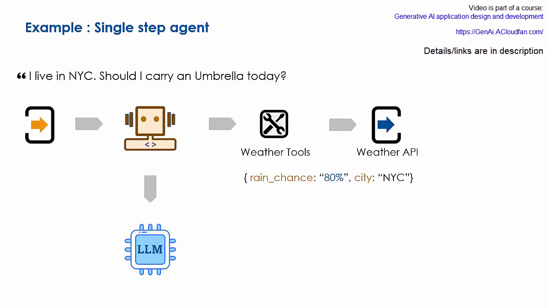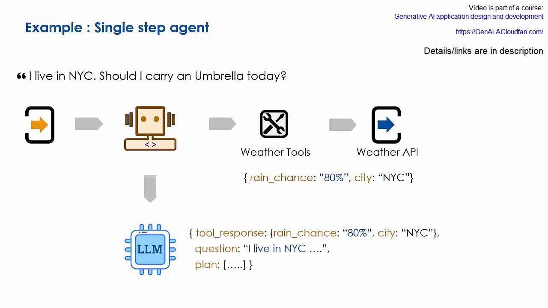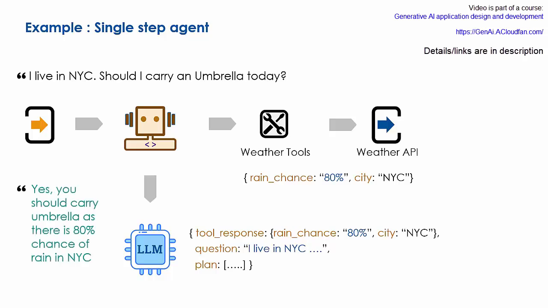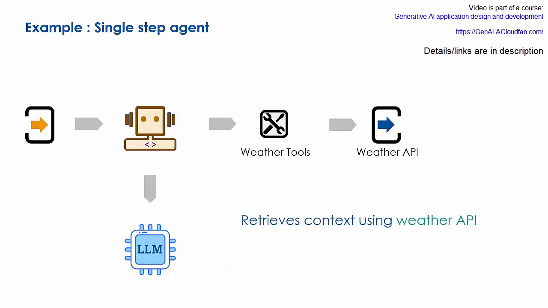The agent consolidates this response information, the plan, and the question and sends it to the LLM for the generation of the response. The LLM generates the response: Yes, you should carry an umbrella as there is 80% chance of rain in NYC. If you consider it, this flow is somewhat similar to a traditional retrieval augmented generation pipeline. Like a RAG pipeline, it retrieves context from an external source, but that's where the similarity ends.